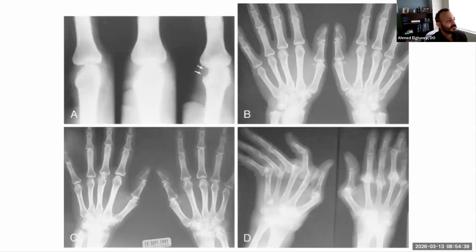On X-rays, these are the marginal erosions that I was talking about. This is a destructive disease. This is not like degenerative osteoarthritis where it just eats away at the joint space. This actually eats away at the bone itself.